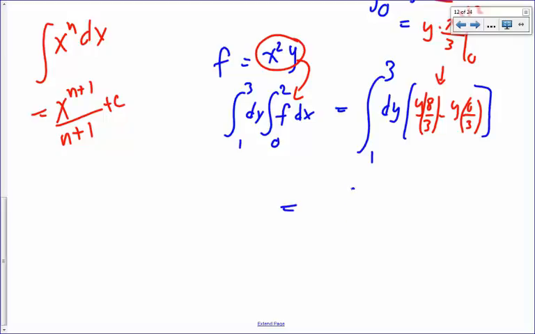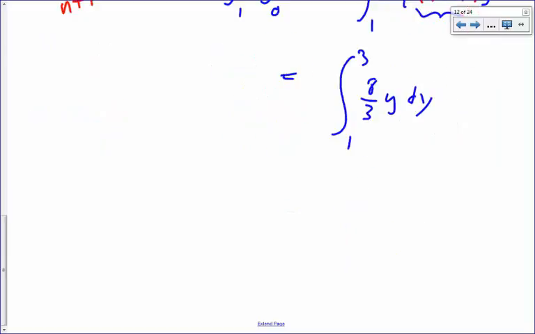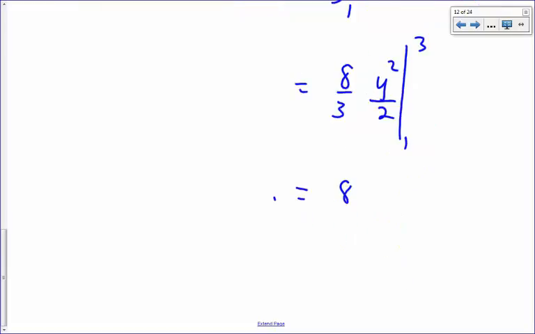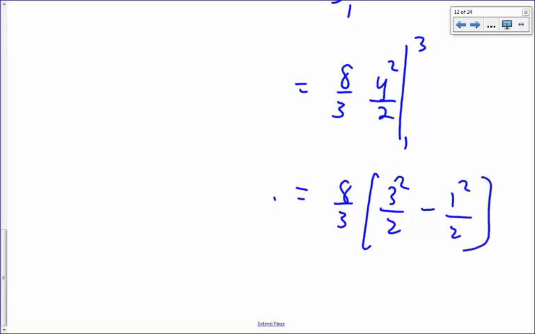Okay? So now that becomes the integral from 1 to 3 of, what is this expression right here? That's just 8/3 y dy. 8/3 times the integral of y dy, which is just y squared over 2, evaluated from 1 to 3. So that gives you 8/3 times 3 squared over 2 minus 1 squared over 2. That's how you do multiple integrals.